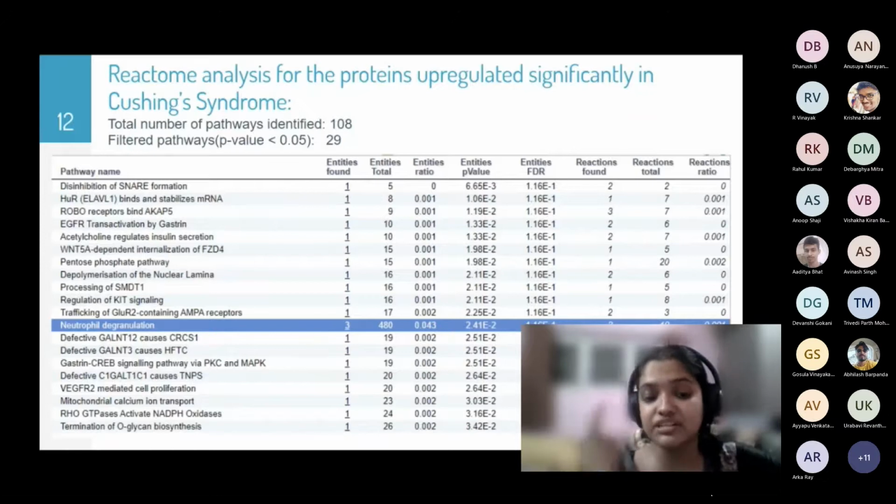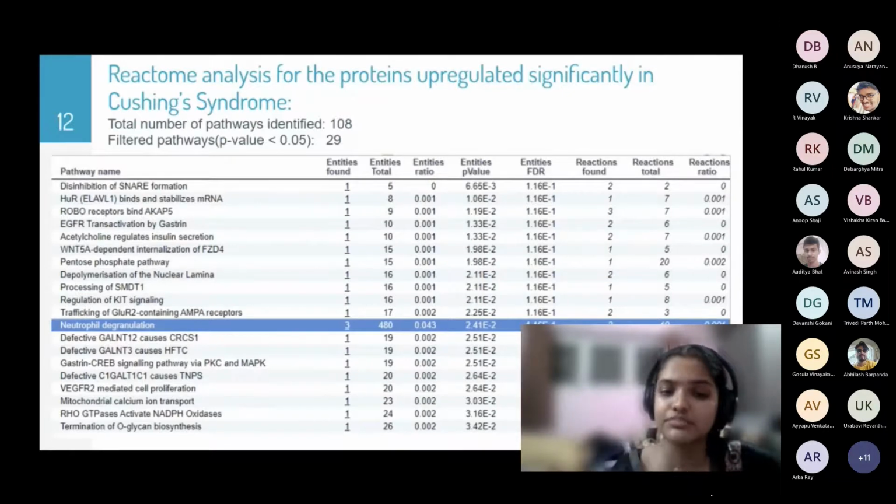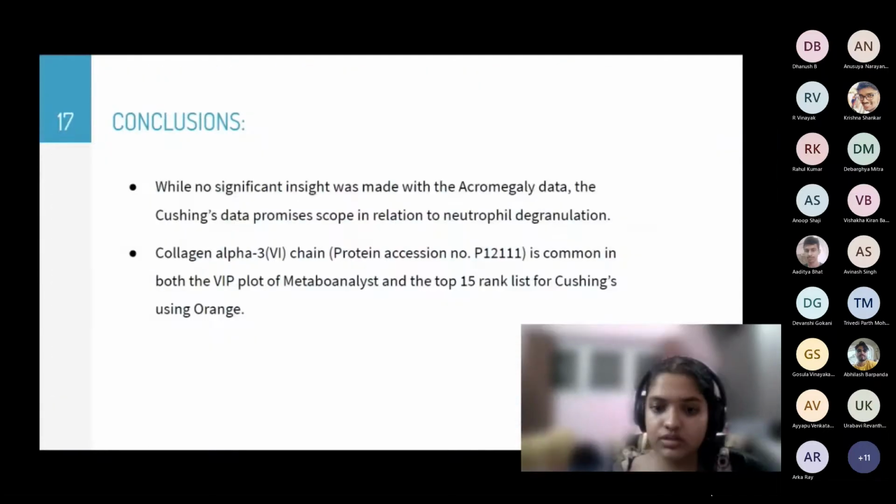However, the mechanisms that control neutrophil degranulation are not well understood, so they could very well have something to do with cortisol-related pathways, making them prominent in Cushing syndrome. To conclude, while no significant insight was made with the acromegaly data, the Cushing's data promises hope in relation to neutrophil degranulation.